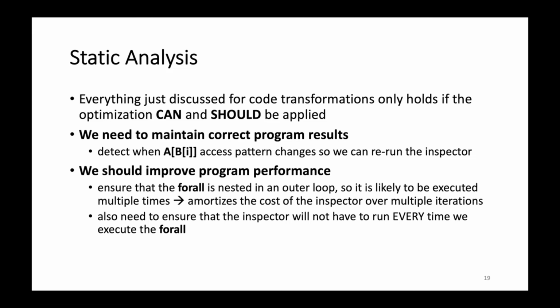Again, we need to make sure that we can execute the optimized code more than once to amortize the cost of the inspector. And this is coupled with ensuring that we're not going to have a situation where the inspector would have to run every single time we execute the forall loop. If we have to do that, then it's a complete lost cause and we'll not see performance gain. So put those two together, and that's how we can at least provide a best-effort check that performance gains are likely.